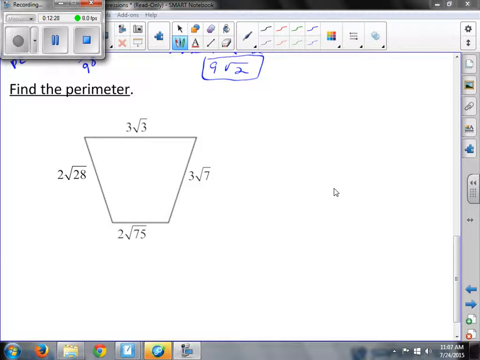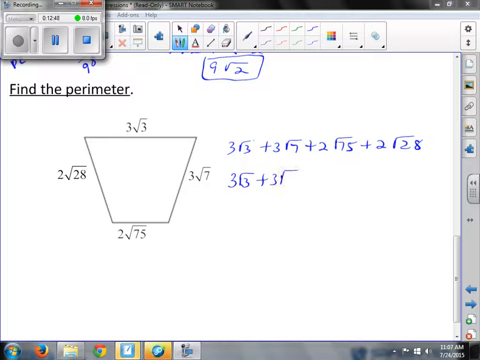Our last problem is a perimeter problem. I want to find the perimeter, so I want to add all 4 sides together. 3 square roots of 3 plus 3 square roots of 7 plus 2 square roots of 75 plus 2 square roots of 28. So I have 3 square roots of 3, that won't simplify.